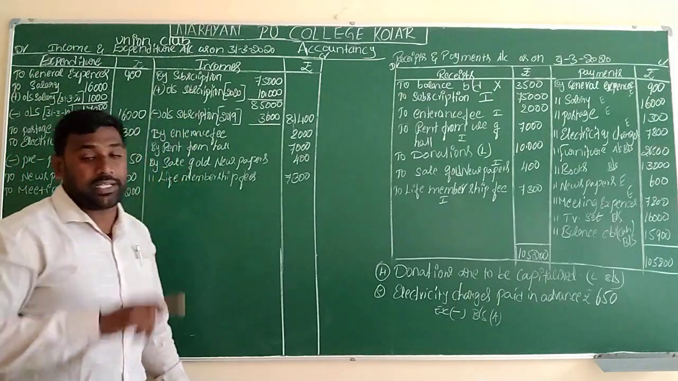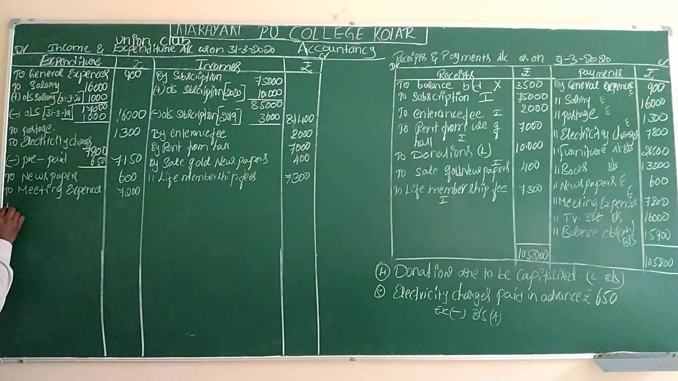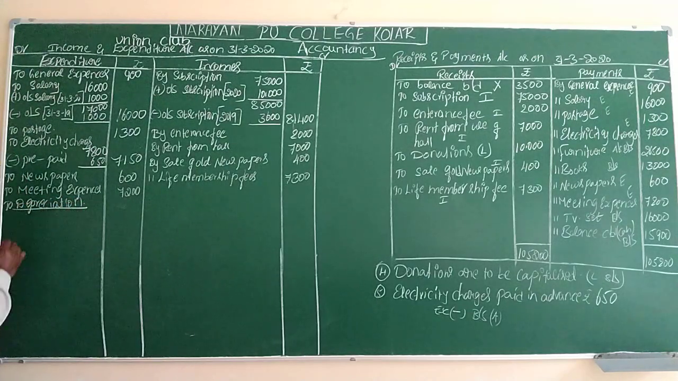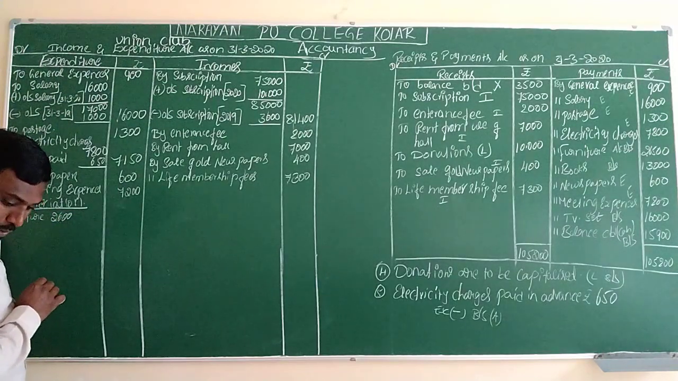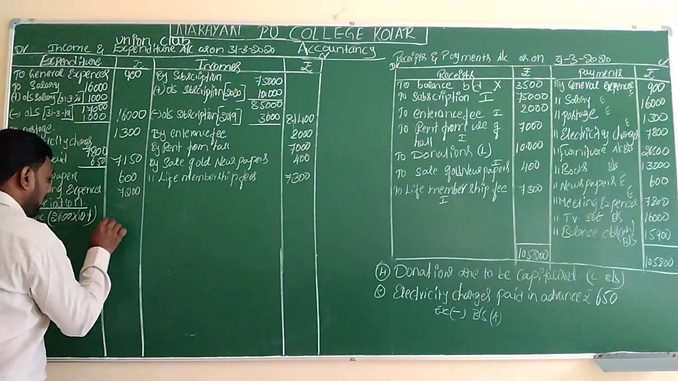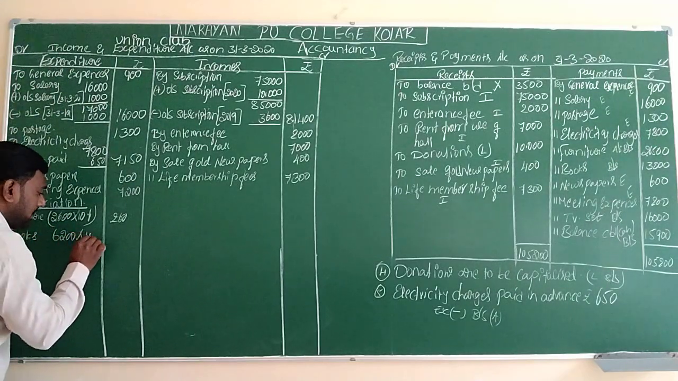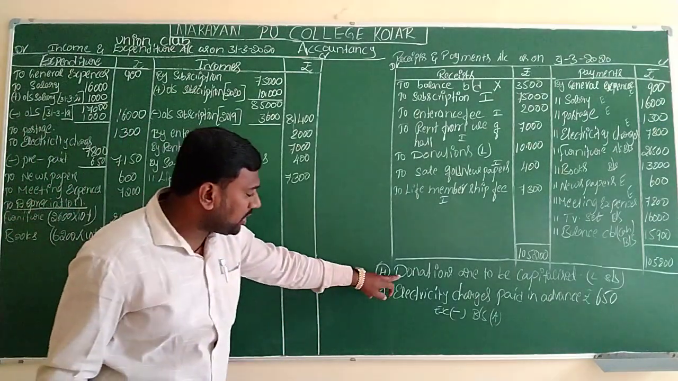Depreciate furniture and books at 10% on only opening values which are given in the old balance sheet. Depreciation is an expense, we will write it here. Depreciation, we should underline this one. First, furniture. The value of furniture which is available in the old balance sheet is 2600 into 10%. We will get 260 rupees. And also books, 6200 into 10%, we have to get 620 rupees. Adjustment number 3.